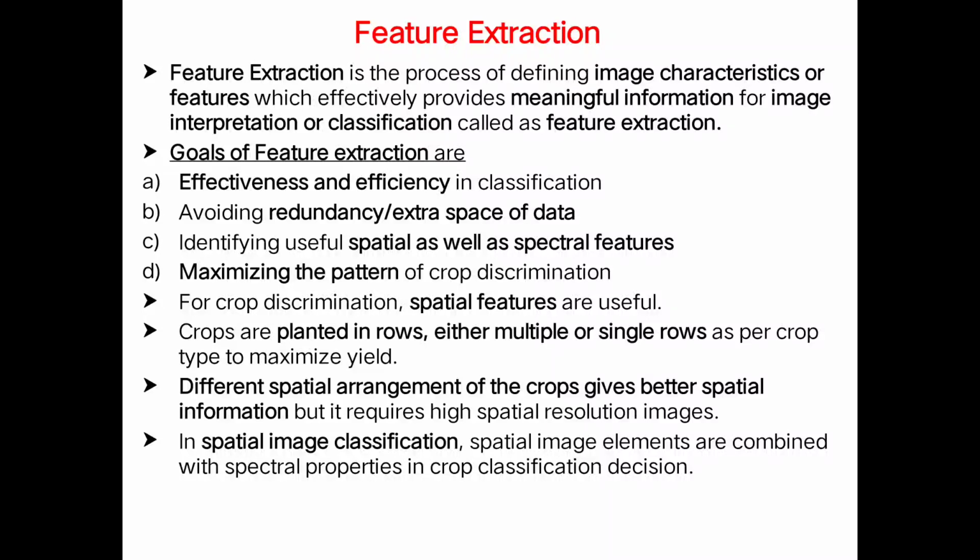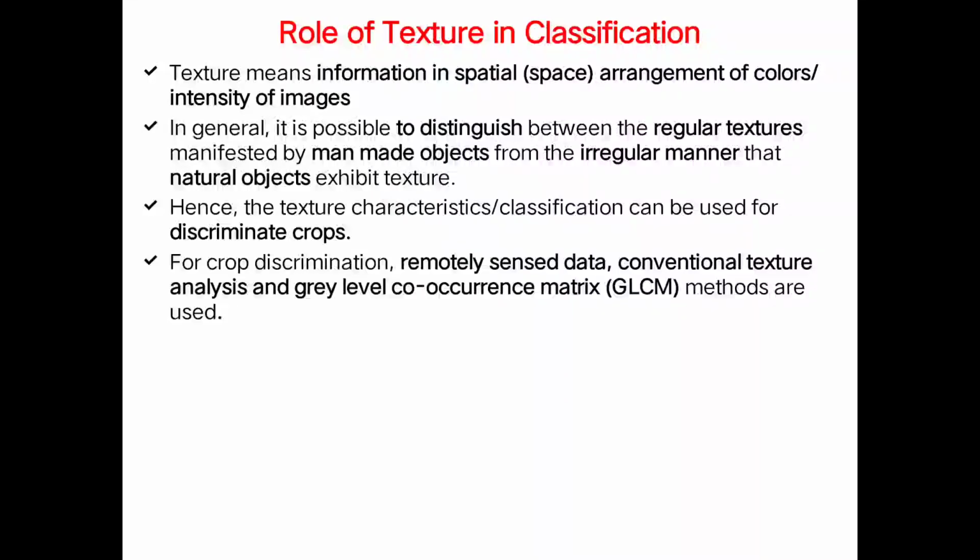Then in spatial image classification, the spatial image elements are combined with the spectral properties in the crop classification decision. Then the next important point is the role of texture in classification. Firstly, we will discuss the concept of texture. Texture means the information in the spatial arrangement of the colors or the intensity of the images. That is called texture.